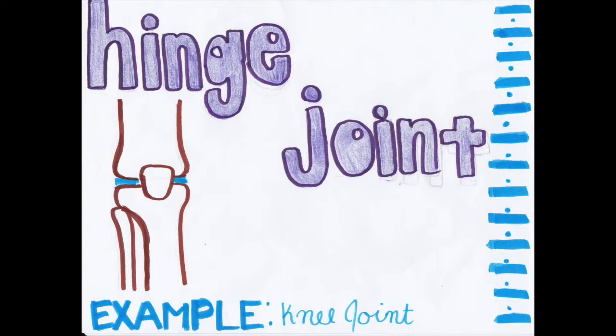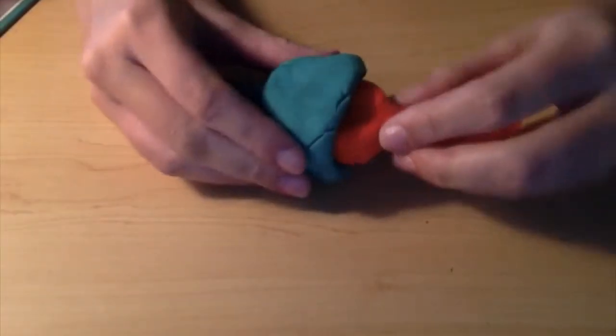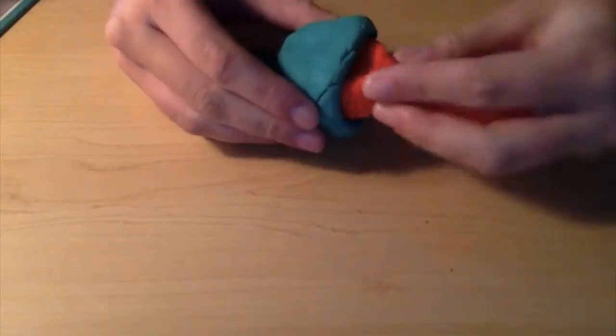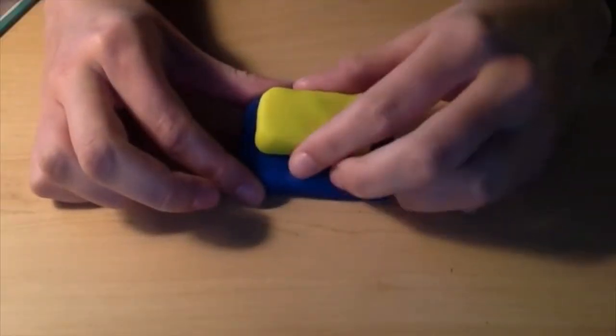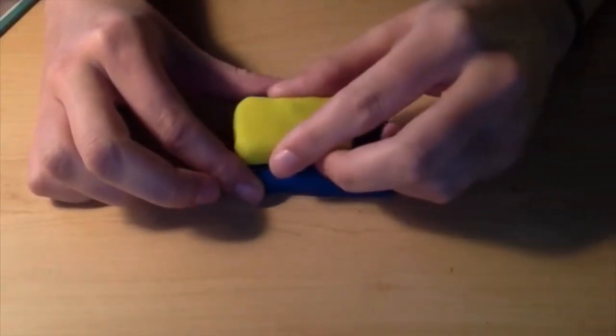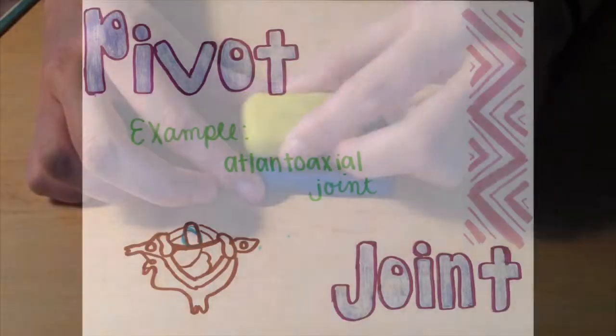A hinge joint is where the two bones meet and can only move in one direction, a backwards and forwards motion. An example of this is the knee joint. A gliding joint is when the bones meet at a flat anterior surface, which allows the bones to glide past each other in any direction. However, the movement produced by this motion is very small. This can be found at the clavicular sternal joint.